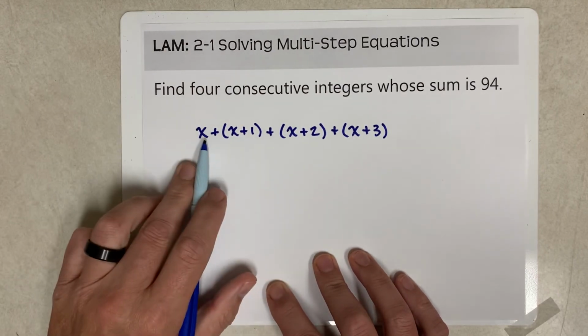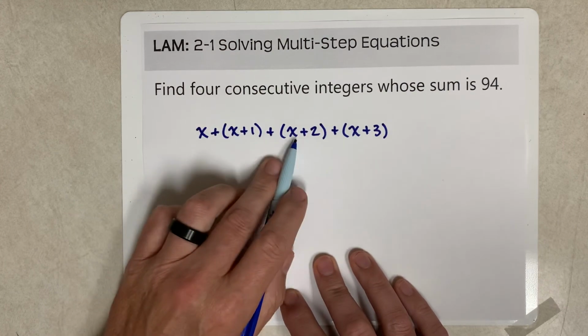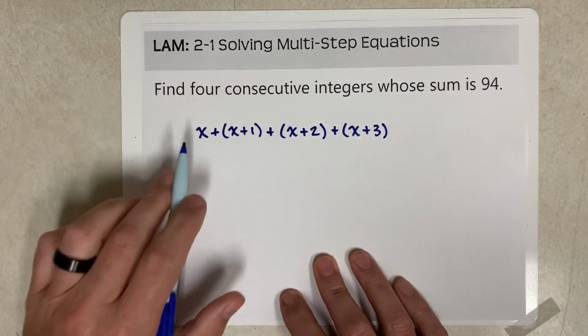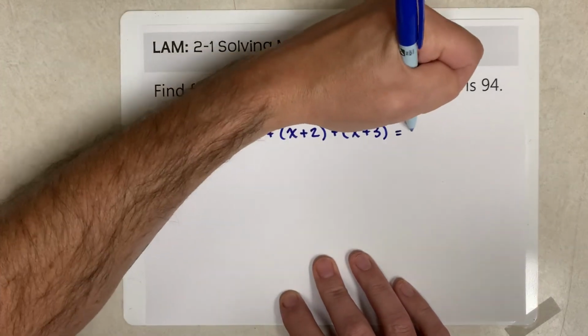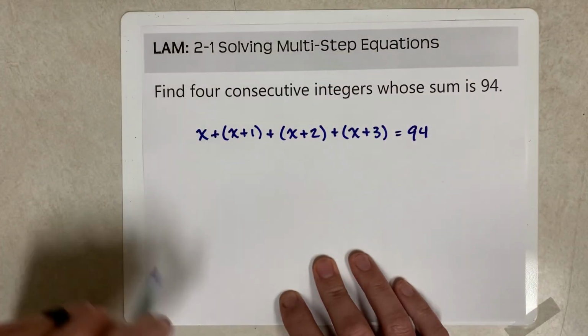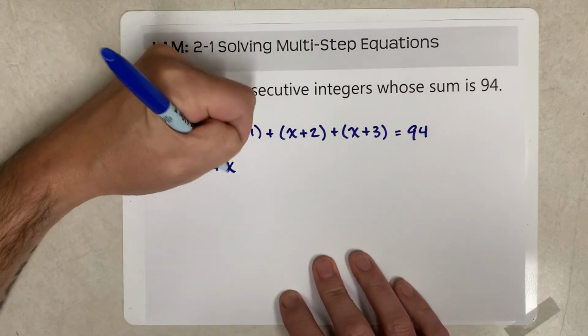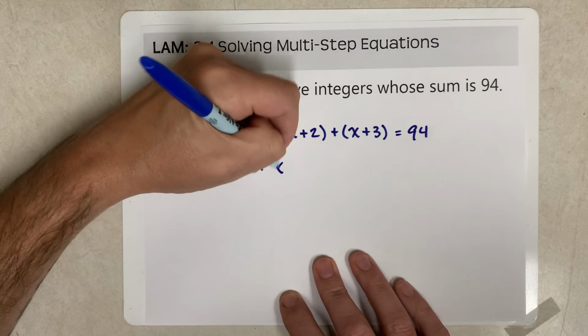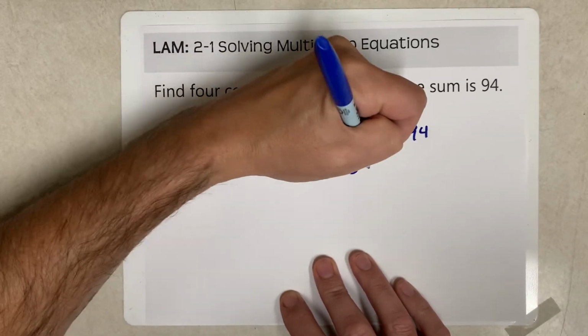This represents 4 consecutive integers. Let's see, 1 plus 1 is 2, 1 plus 2 is 3, 1 plus 3 is 4. So all of these are going to be consecutive integers. Equals 94. Okay, so plus, plus, plus, we can remove the parentheses. Plus x plus 2, plus x plus 3, equals 94.